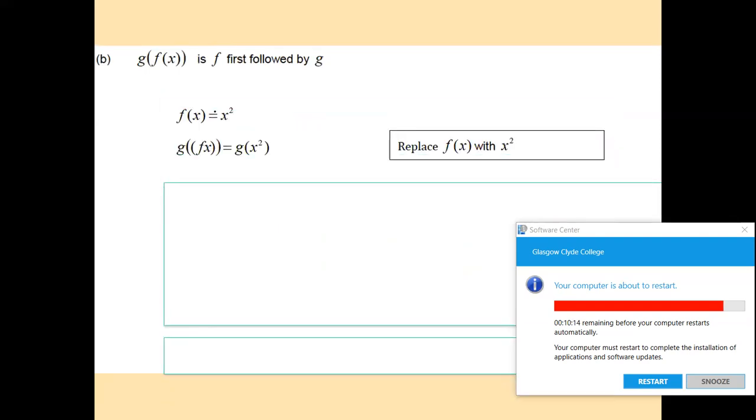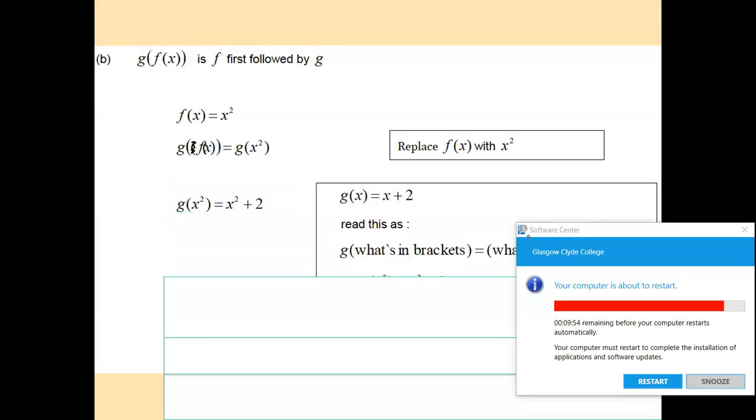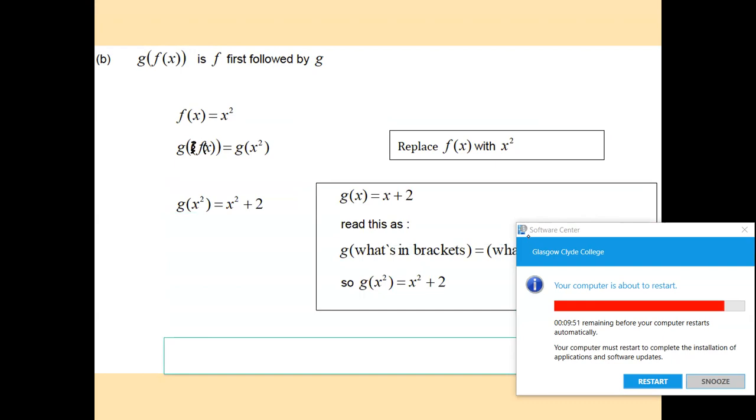Last one, the b function was g of f of x. So I'm going to replace the x for g of x as f of x again. g of f of x is just g of x squared. g of x squared is x squared plus 2. So we started with g of x equal x plus 2, g of x squared plus 2. So our g of f of x is just x squared plus 2.